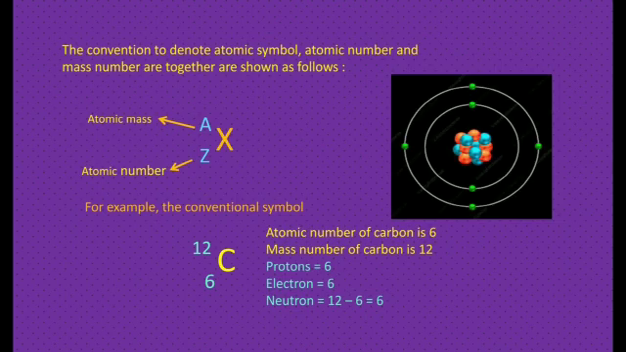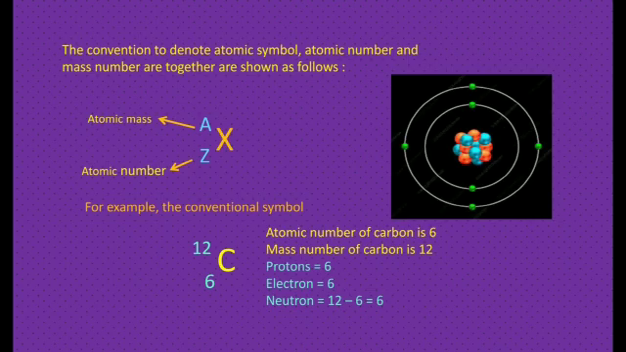The convention to denote atomic symbol, atomic number and mass number together is shown as follows. Let us consider an atom X. It is just an example we are taking. How do we write atomic mass number and atomic number? Atomic mass number is denoted by A, written towards the top of the X. Atomic number, which is Z, is written towards the bottom of the X.